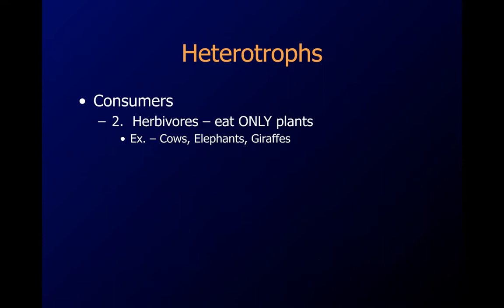Consumers, herbivores eat only plants. Perfect examples are cows, elephants, and giraffes. And out here at the Environmental Ed Center, we have a variety of cows. And some of the most impressive cows that we have are the Black Angus, very large cows that consume a lot of plant life. In fact, they consume a lot of what we call hay.